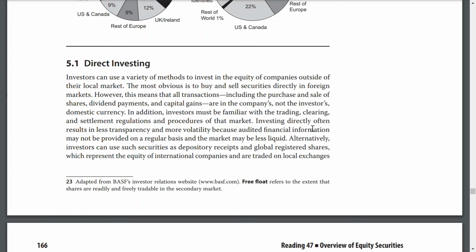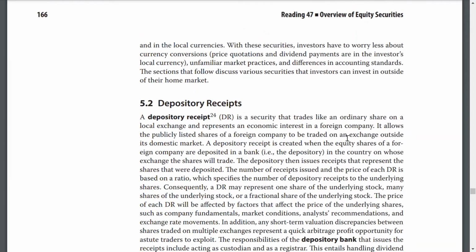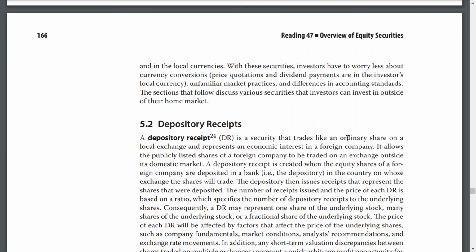Investing directly often results in less transparency and more volatility because additional financial information may not be provided on a regular basis, and the market may be less liquid. Alternatively, investors can use such securities as depository receipts and global registered shares, which represent the equity of international companies and are traded on local exchanges and in local currencies. With these securities, investors have to worry less about currency conversion, unfamiliar market practices, and differences in accounting standards.